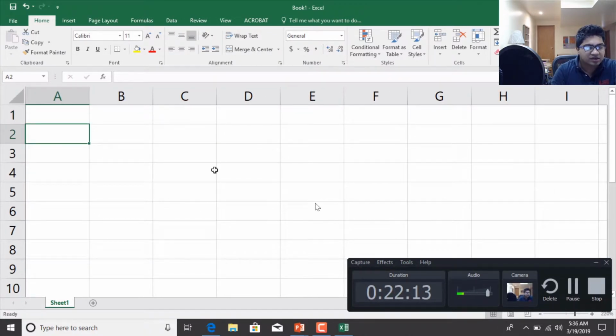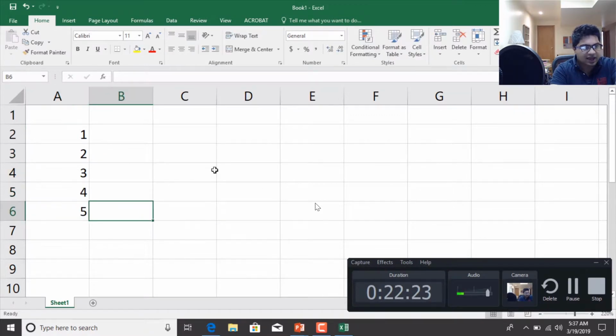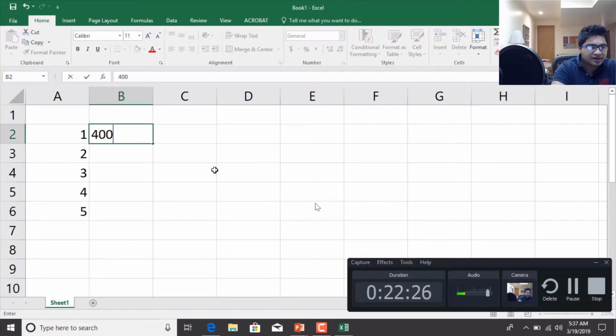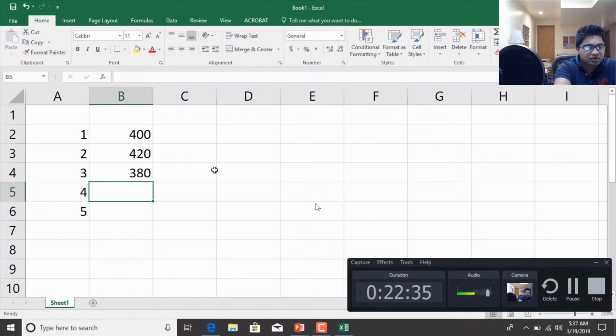So what is high water mark? Let's say the fund was invested for 5 years and it started with 400 million, it went to 420 million, then it dropped to 380 million, and it went back to 420, and finally it went to 475 million. So this was the fund performance of the hedge fund.